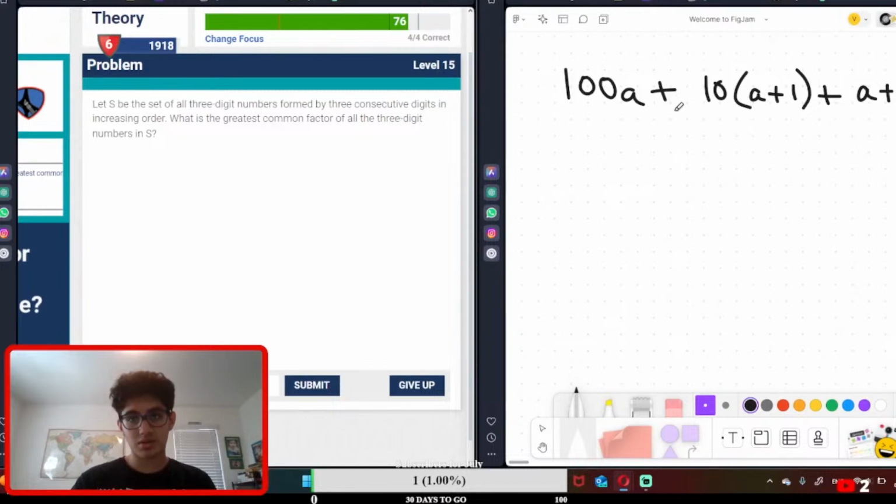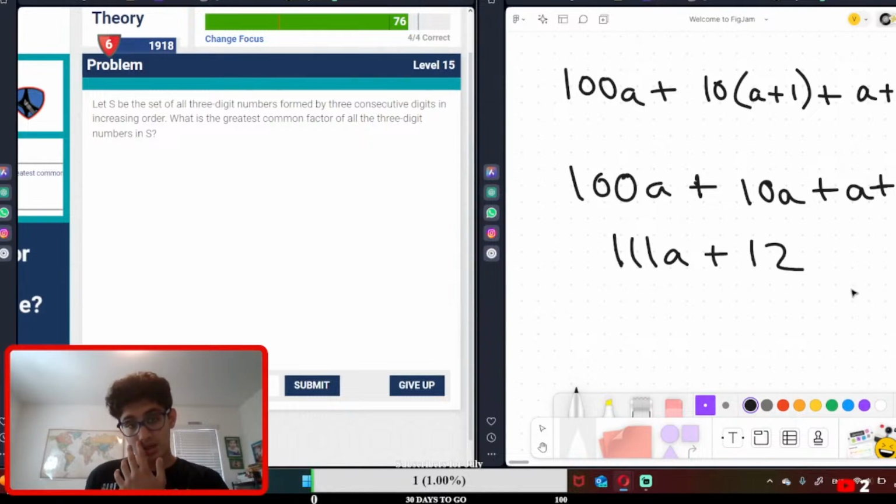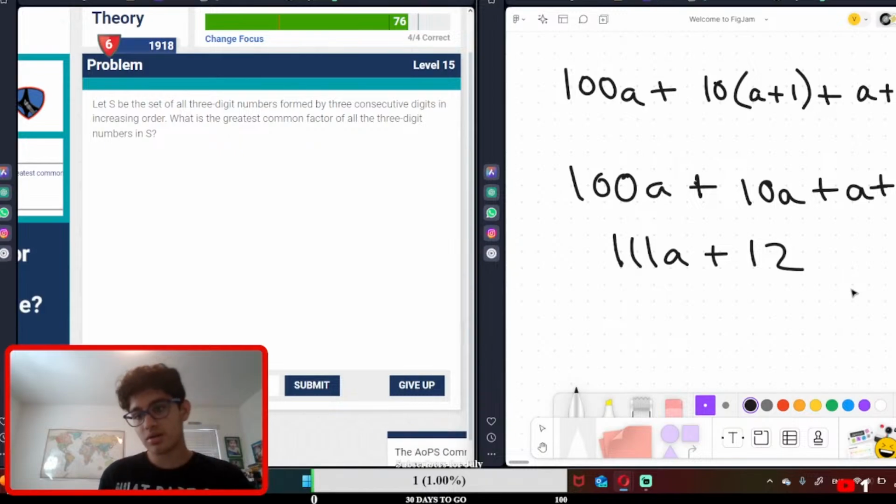Which will basically give you 100A plus 10A plus A plus 12, right? 100A plus 10A plus A plus 10 plus 2, so plus 12. 111A plus 12. Now, depending on what A is, if A is even, then it'll obviously be 2 or something else, at least 2. But if A is odd, then it won't really be any.